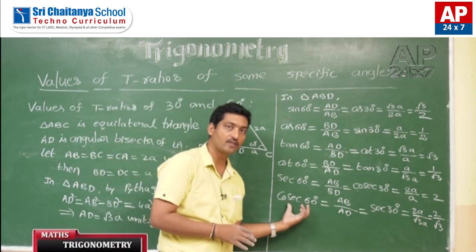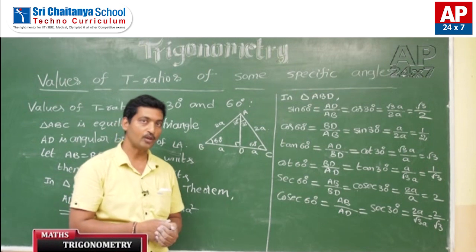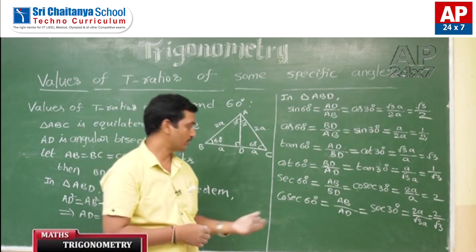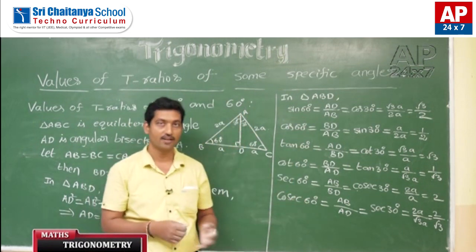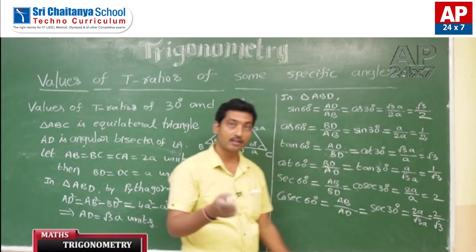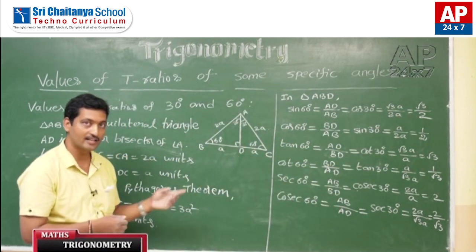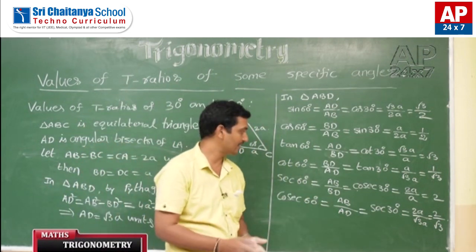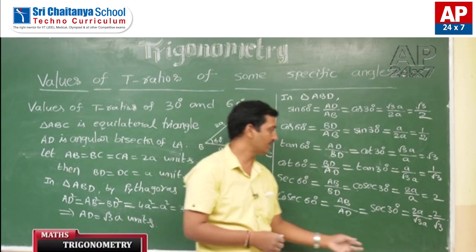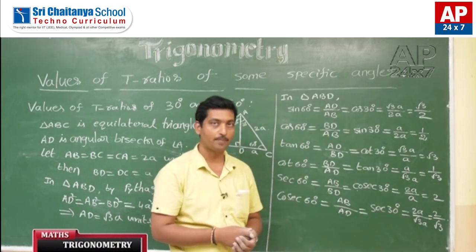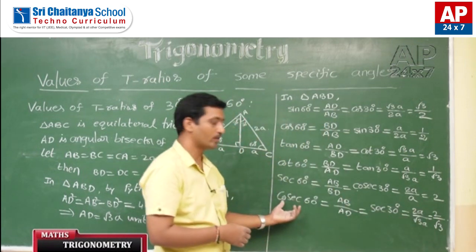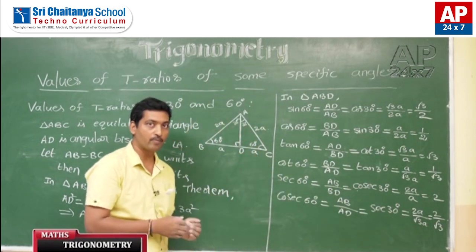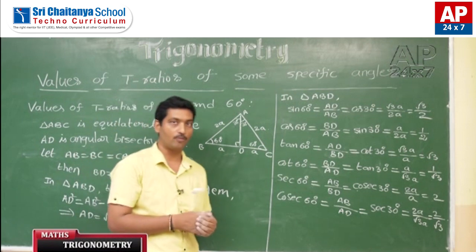Now come to the last one, cosecant 60 degrees. You can get the cosecant 60 degrees from the sin 60 degrees, because cosecant 60 degrees is equal to 1 by sin 60 degrees, therefore its value is 2 by root 3. Otherwise, from the diagram also we can get it. Cosecant 60 degrees from the diagram is AB by AD, and the same AB by AD is equal to secant 30 degrees, which is equal to 2A by root 3A. And by simplification, we will get the value of the cosecant 60 degrees as 2 by root 3. Children, we have to remember these values for doing the problems.